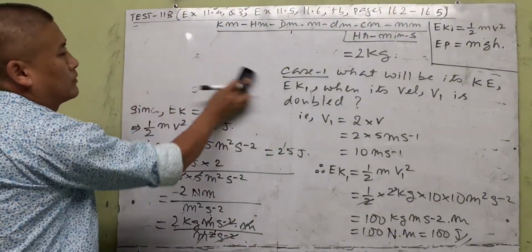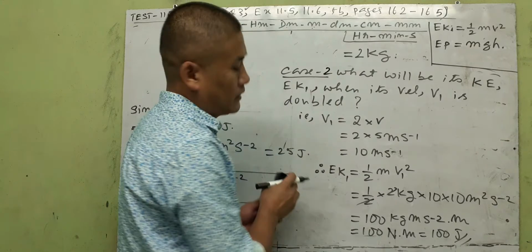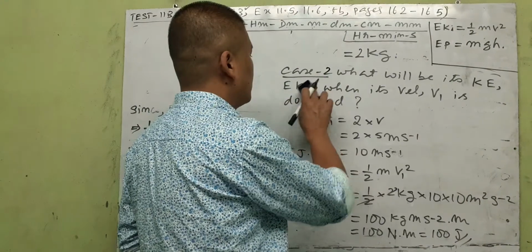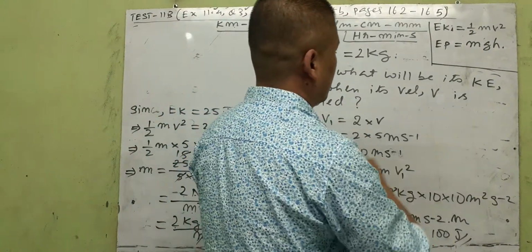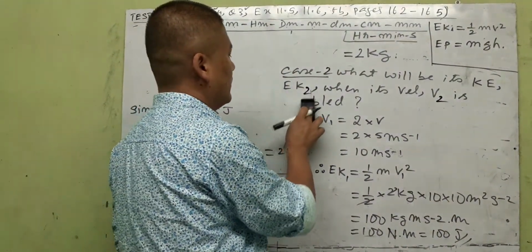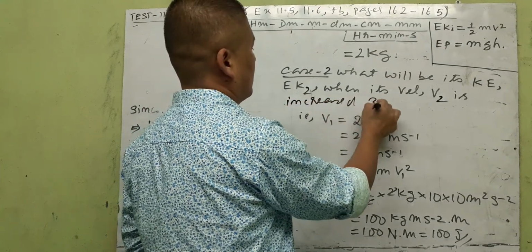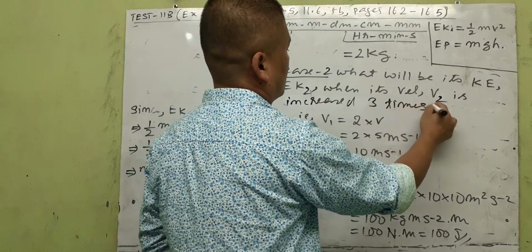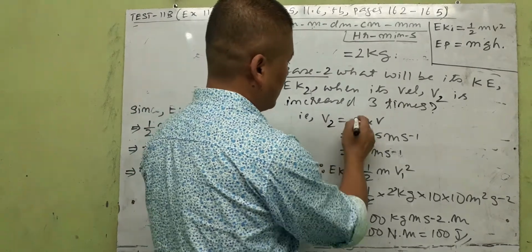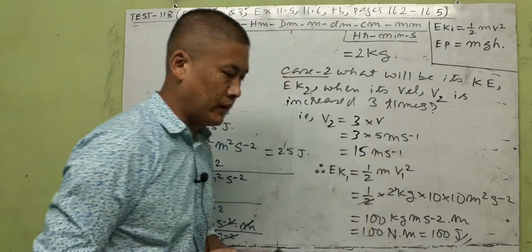Case 2, let us go to case 2. We can just continue here. What will be its kinetic energy? Go back to question. When its velocity v2, let us write here EK2, and v2 is increased 3 times. This time it's not doubled, increased 3 times. So you write here increased 3 times. This is the second case, second question. So v2 is 3 times means instead of double, 3, and so 3 5s are 15. Up to here we write it.